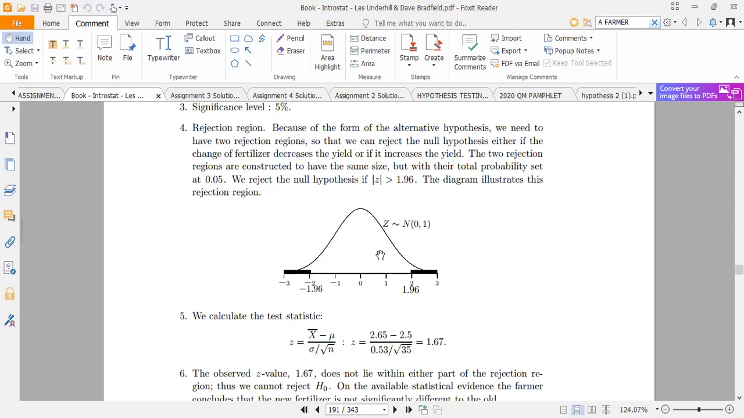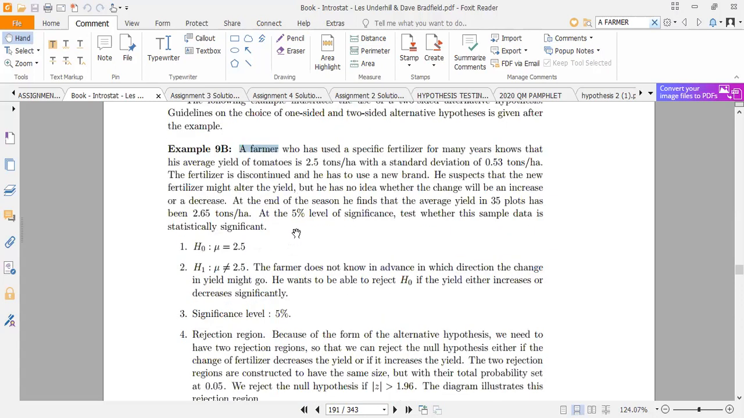So this diagram simply illustrates our decision criteria. Then we calculate our Z, which is given by this formula, x bar minus mu over standard deviation over root n. So 2.65, according to this question, has been given as our x bar because it was calculated from 35 plots. So n is 35, and n is giving us power to use our z instead of a t. And 2.65 is our x bar.